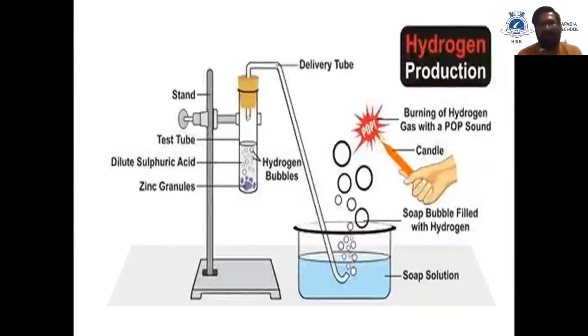So, how can we detect whether hydrogen gas is produced or not? When the reaction is in process, an ignited candle is kept near the test tube, and when hydrogen gas is produced, a pop sound is generated.